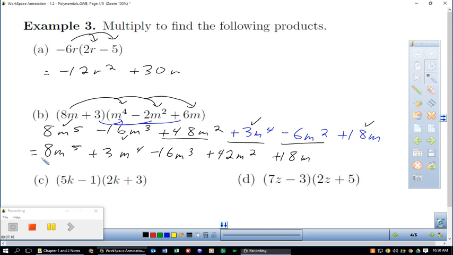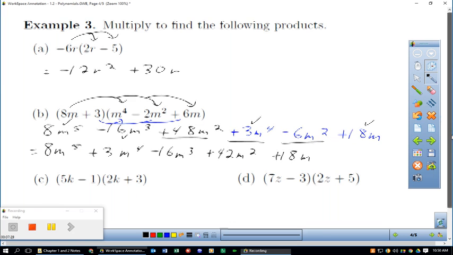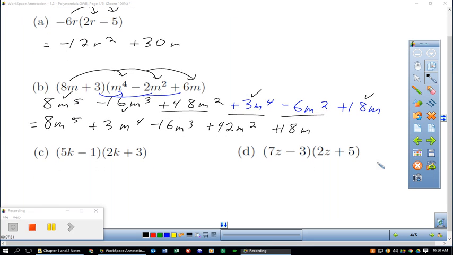Okay, final answer, 8m to the 5th plus 3m to the 4th minus 16m cubed plus 42m squared plus 18m. Okay, all right, parts C and D are both a special case of the distributive property. Sometimes you hear that called FOIL. I don't prefer that. Okay, we're just going to multiply everything by everything else.